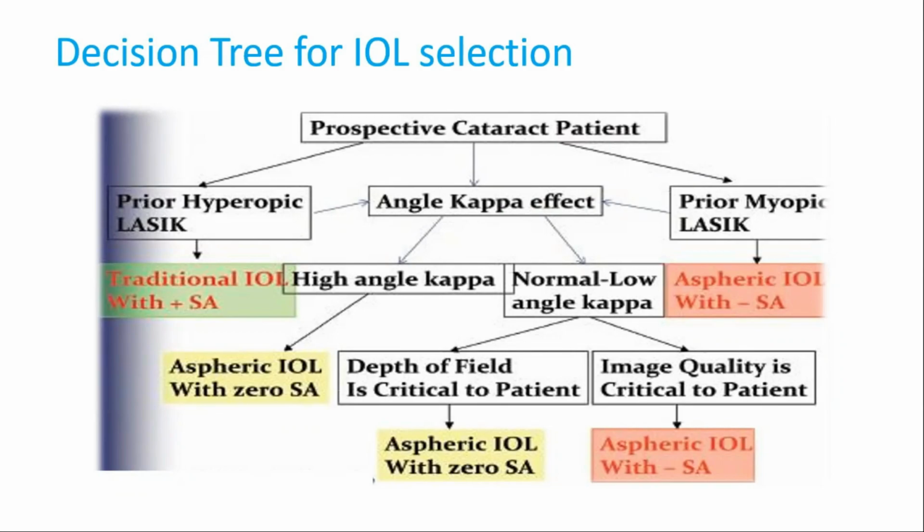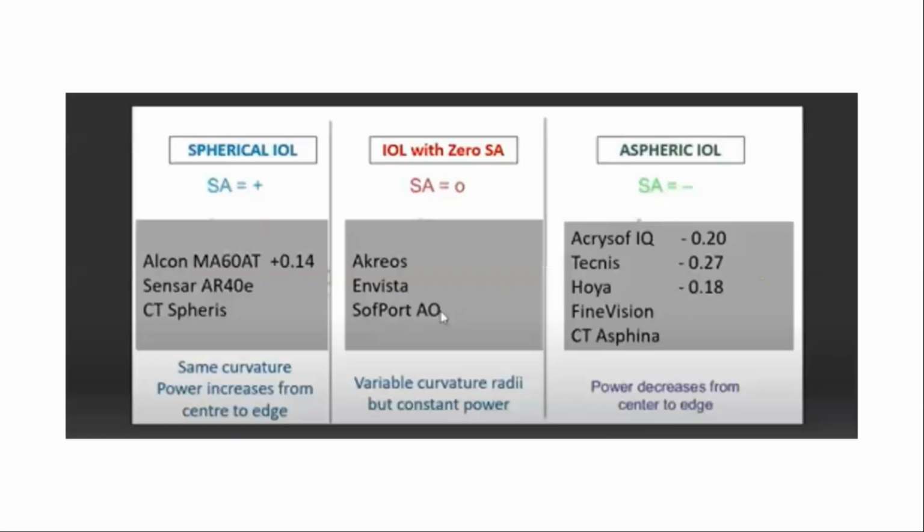And if the patient had prior refractive surgery, if it's a myopic LASIK, then go for an aspheric IOL with negative spherical aberration. And if it's a hyperopic LASIK, go for a traditional IOL with a positive spherical aberration. So these are the aspheric IOLs and spherical IOLs with negative and positive spherical aberration.